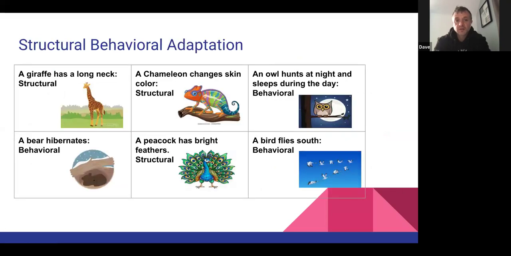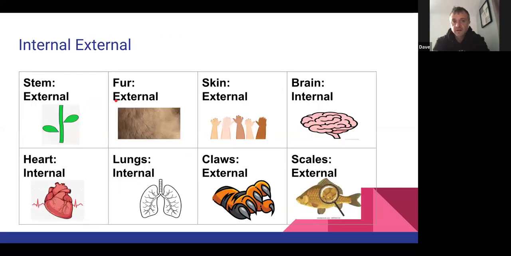Structural and behavioral adaptations. Okay. Do you understand the difference? Structure is their body, how it is. Behavioral is how they act. Right? Internal, inside, external, outside. Okay. Go through all this.